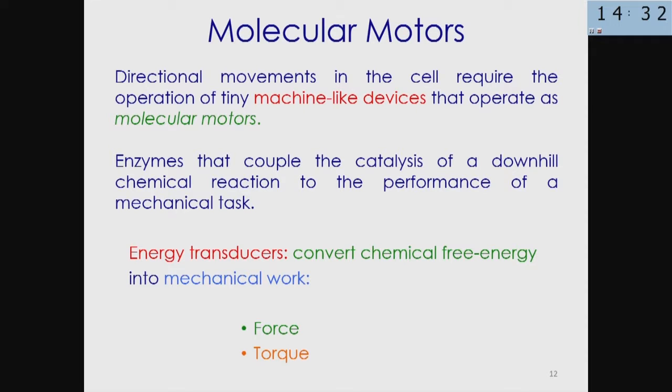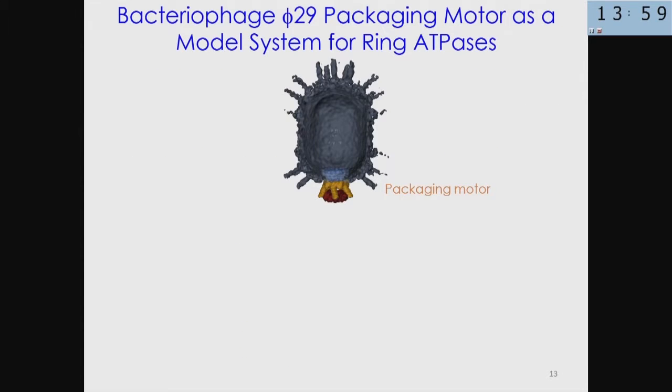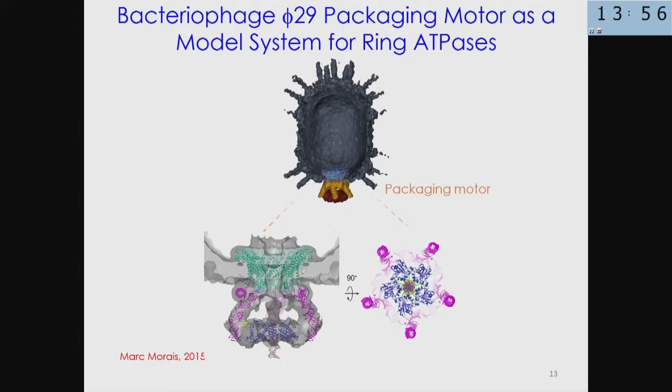Today we know that many directional movements in the cell require the operation of tiny machine-like devices that operate as molecular motors. Molecular motors are nothing but enzymes that couple the catalysis of a downhill chemical reaction, the hydrolysis of ATP, to the performance of a mechanical task. And so they function as energy transducers, converting chemical free energy into mechanical work through the generation of force and torque.